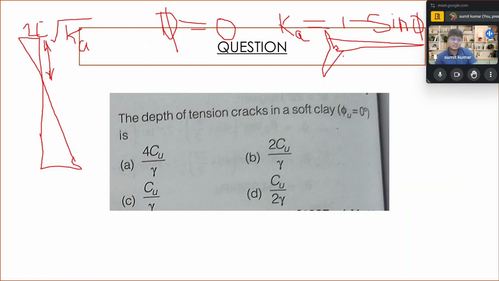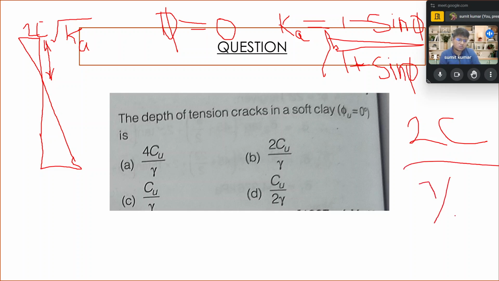Okay, 1 minus sine phi by 1 plus sine phi. So for phi equal to 0, 1 minus sine 0 by 1 plus sine 0 is going to be 1. So our answer is going to be depth of tension crack as 2c by gamma root K. The Ka value is 1. So the correct answer for this problem is 2c by gamma.